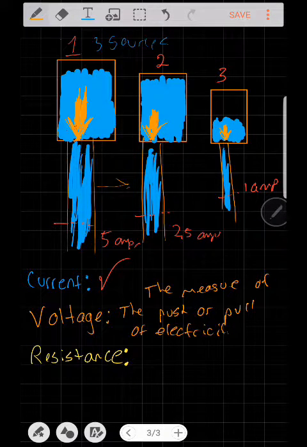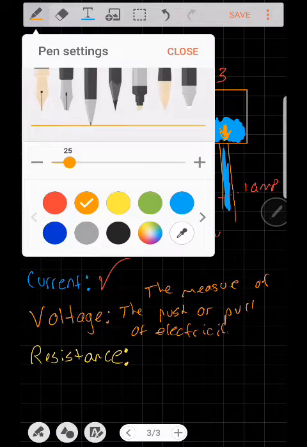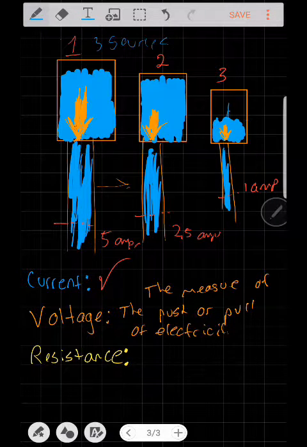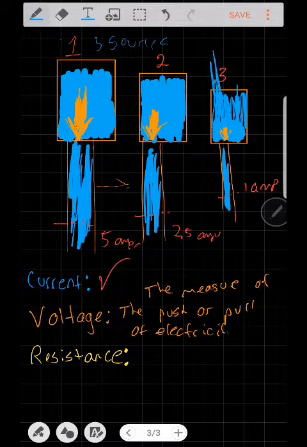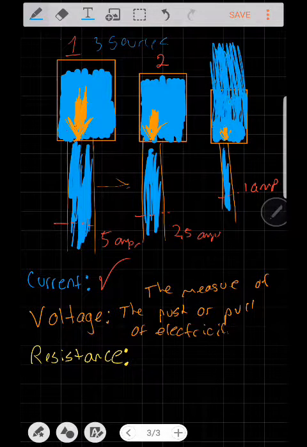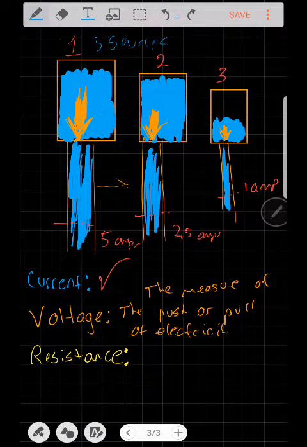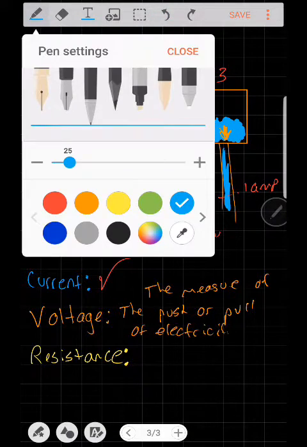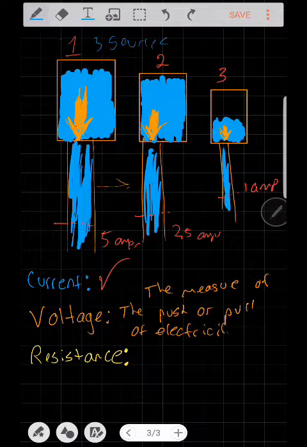If I were to increase the amount of water in here, let's say I open up that tank and get even more water in here, I would really, really increase the voltage, which would really, really increase the current, probably to a dangerous level if that wire can't hold that. Okay, so that's what voltage is.